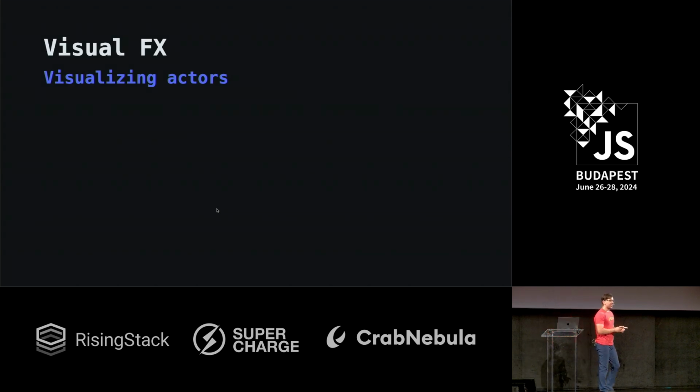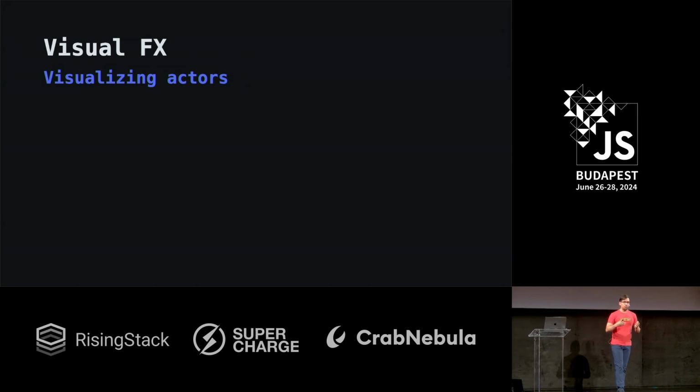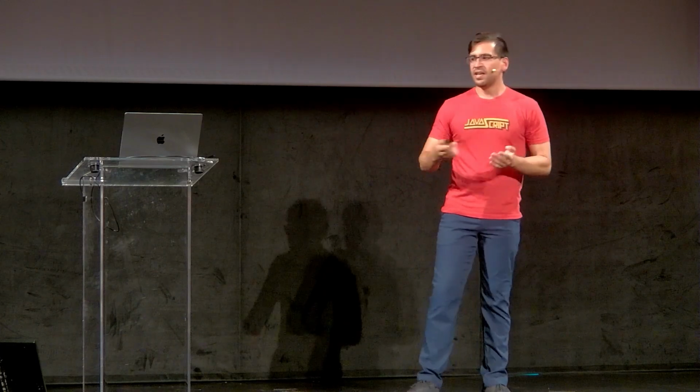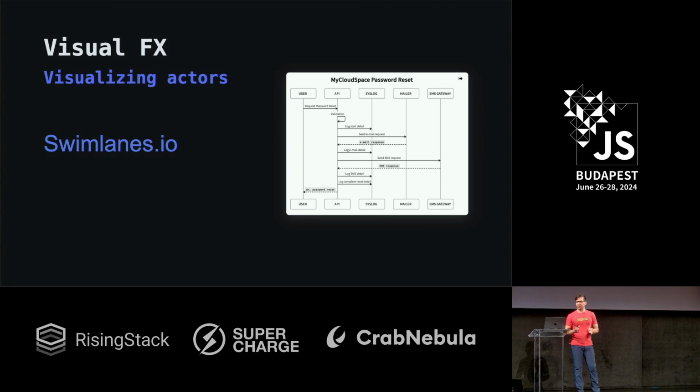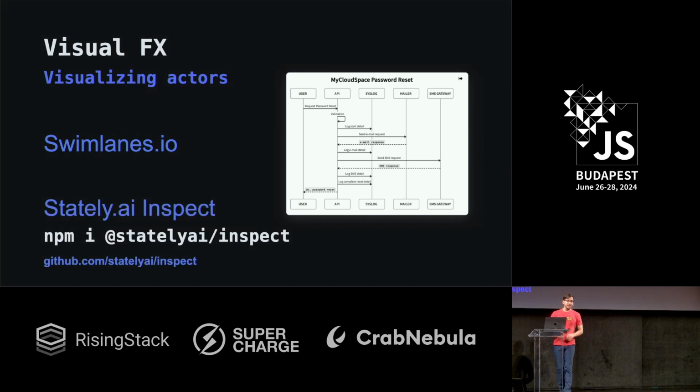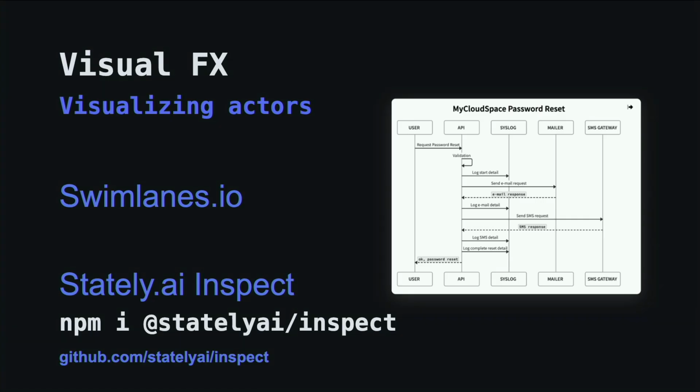But what I find more interesting is visualizing actors. So regardless of whether or not you use XState, I want you to use diagrams, just like the last talk, in actually communicating how the logic works in your application. Sequence diagrams are an amazing way of doing this. One of my favorite tools for this is swimlanes.io. There's also AppMap. And Stately also has a built-in inspect package too. This allows you to inspect actors that are created with XState.